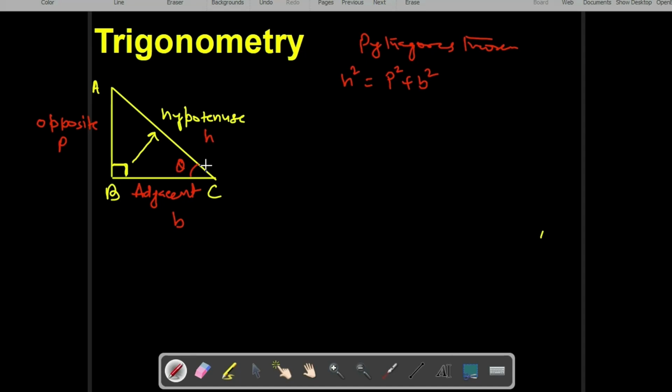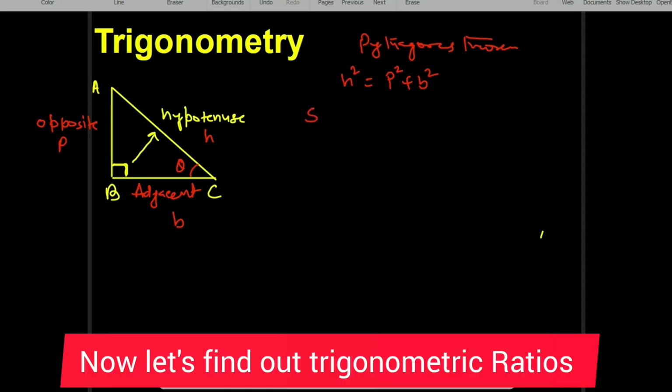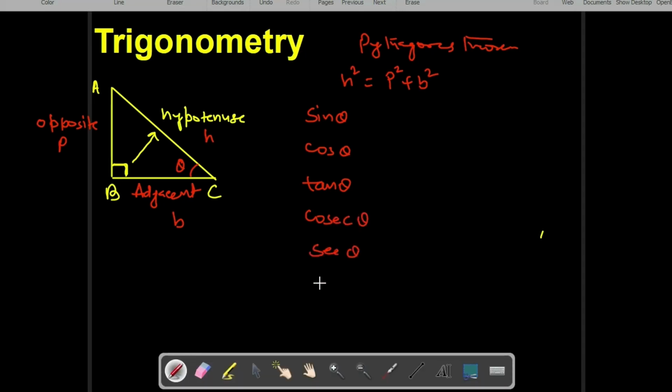Now we will discuss trigonometric ratios today. The trigonometric ratios are sine theta, cos theta, tan theta, cosec theta, sec theta, and cot theta. These are the trigonometric ratios.